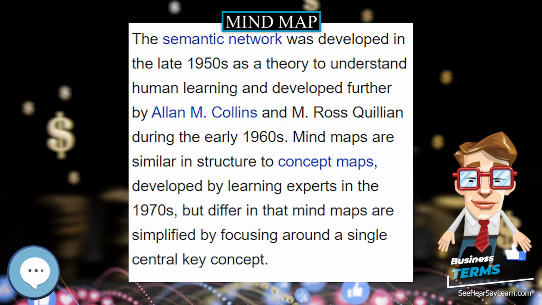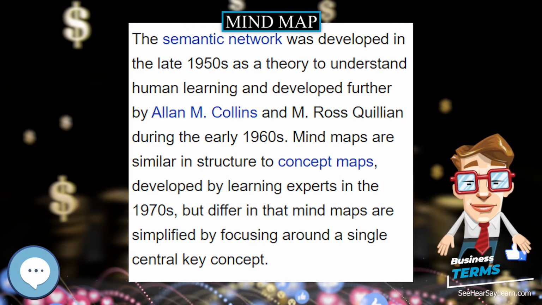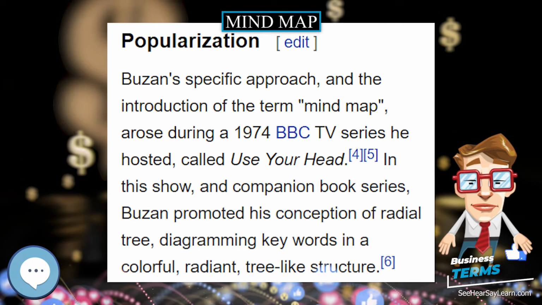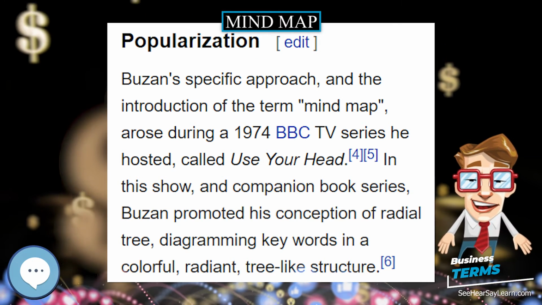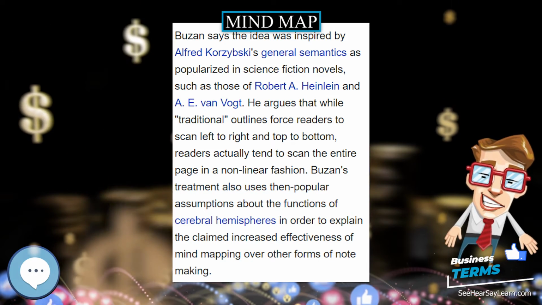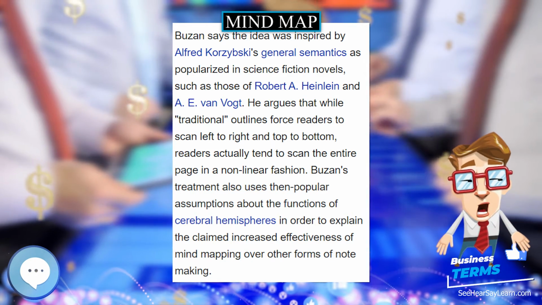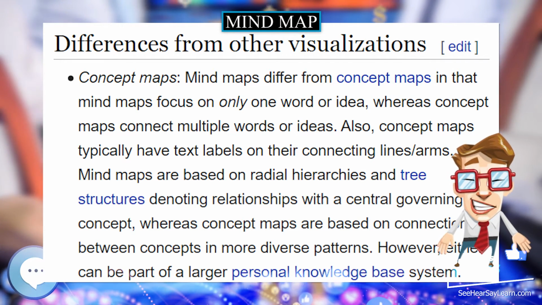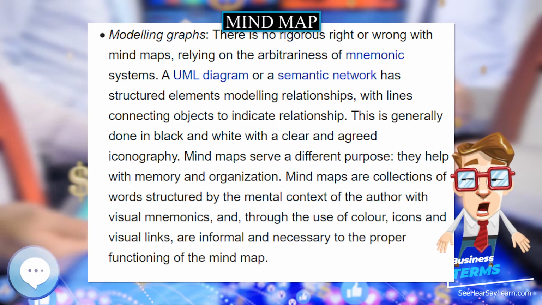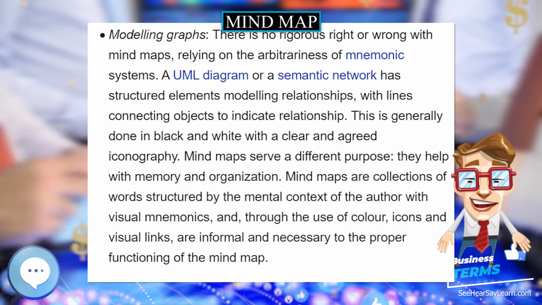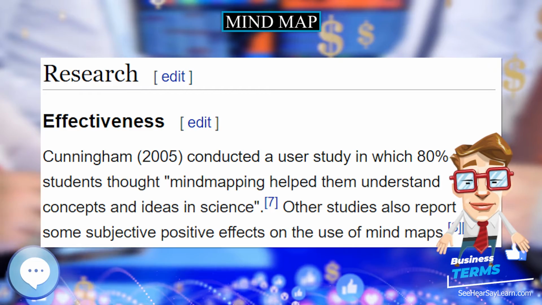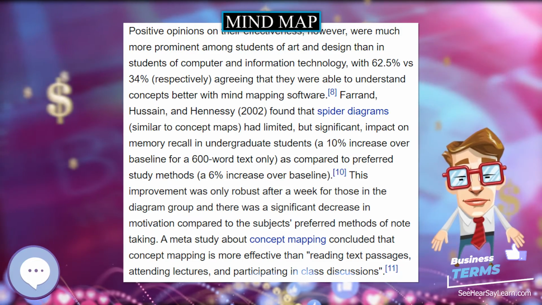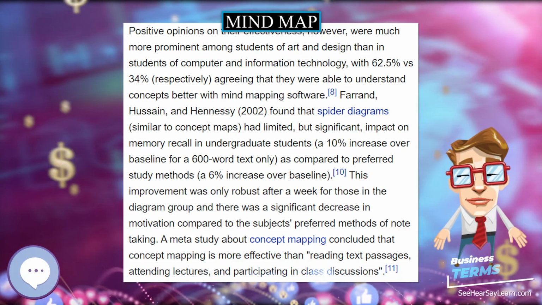Farrand, Hussain, and Hennessy, 2002, found that spider diagrams, similar to concept maps, had limited, but significant, impact on memory recall in undergraduate students, a 10% increase over baseline for a 600-word text only, as compared to preferred study methods, a 6% increase over baseline. This improvement was only robust after a week for those in the diagram group, and there was a significant decrease in motivation compared to the subject's preferred methods of note-taking.